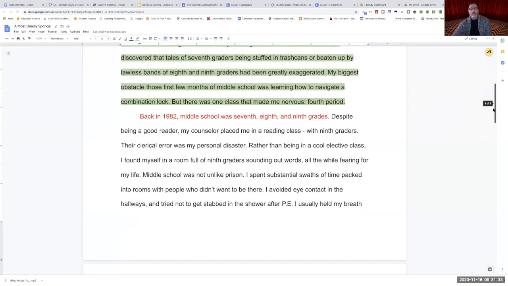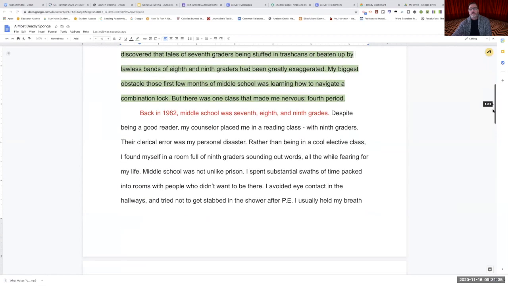Back in 1982, middle school was 7th, 8th, and 9th grades. Well, that's just a fact. That's not a feeling. Despite being a good reader, my counselor placed me in a reading class with 9th graders. Their clerical error was my personal disaster. Okay, so now I'm getting back into the feelings and emotions.